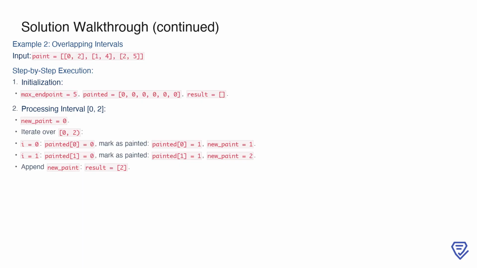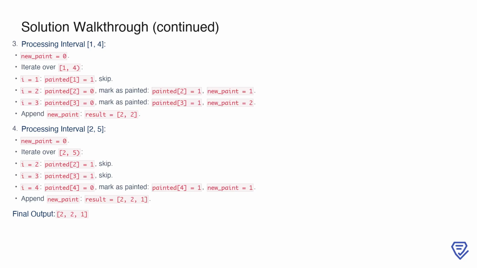We begin by initializing the variables. The max_endpoint is 5, so we create a painted list of size 6 filled with zeros and an empty result list. For the first interval, 0, 2, we initialize new_paint to 0 and iterate over indices 0 and 1. Both are unpainted, so we mark them as painted and increment new_paint to 2. At the end of this interval, we append new_paint to result, making it 2.